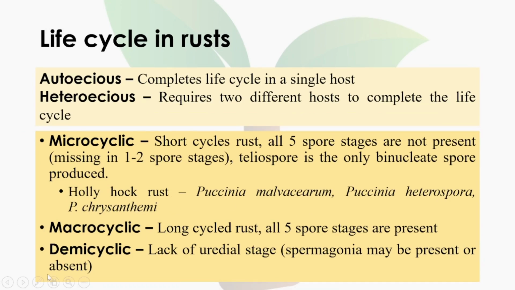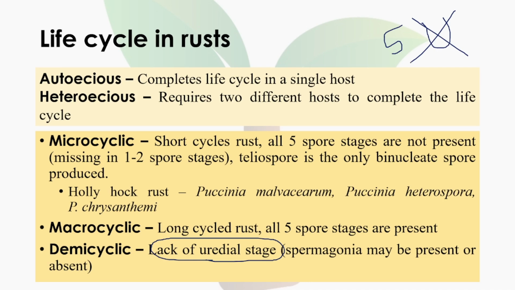So demicyclic means lack of uredial stage. If the uredial stage is absent, it is called a demicyclic rust. For example, among the 5 spore stages, the uredial stage is completely absent. That is called demicyclic. Sometimes 2 stages are also absent, but in general, demicyclic means lack of uredial stage.